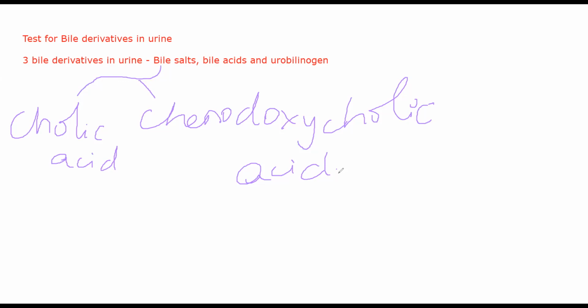Now when you are trying to test for this, you'll perform a test like Hay's test. What do you do in Hay's test? See, bile salts have the property of lowering surface tension. Whenever you add it to any solution, a salt is responsible for lowering surface tension. Bile salts and bile acids, when they are secreted in your body, lower the surface tension of fats and of the food content that you eat so that they can be digested easily.